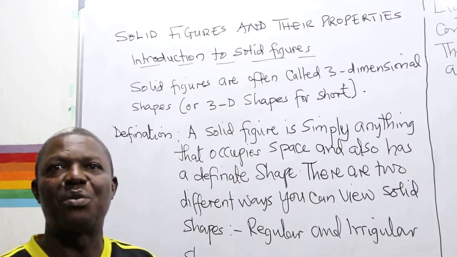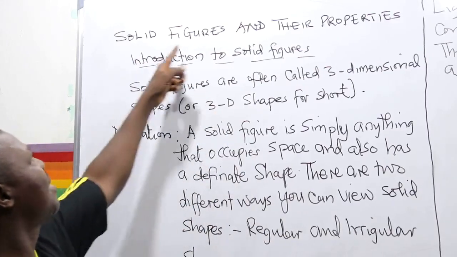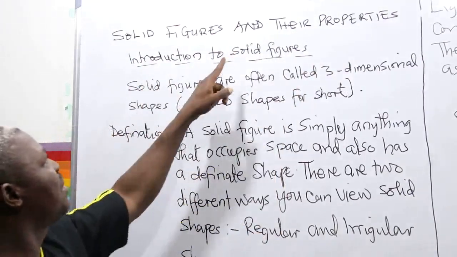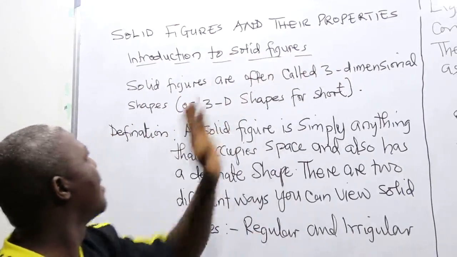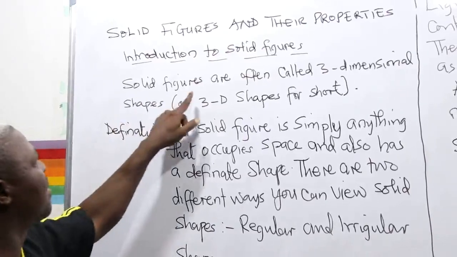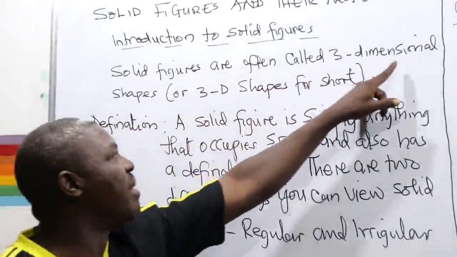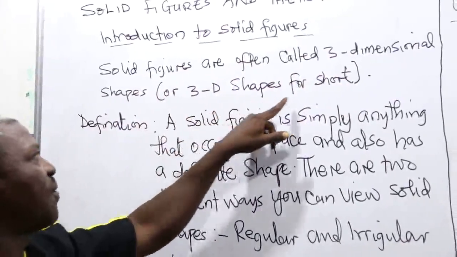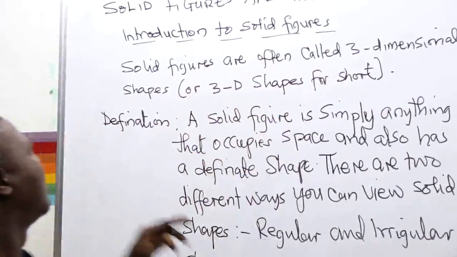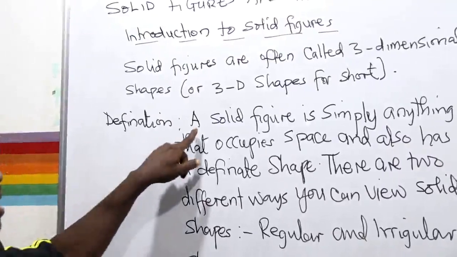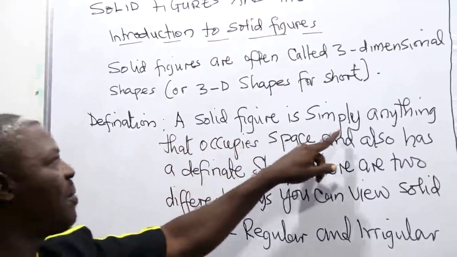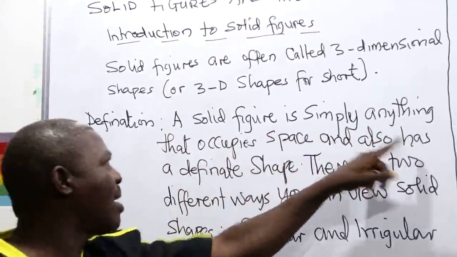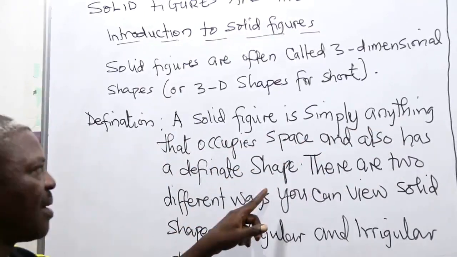Today we want to start with solid figures and their properties. Introduction to solid figure. Solid figures are often called three-dimensional shapes, or 3D shapes for short. Definition: a solid figure is simply anything that occupies space and also has a definite shape.